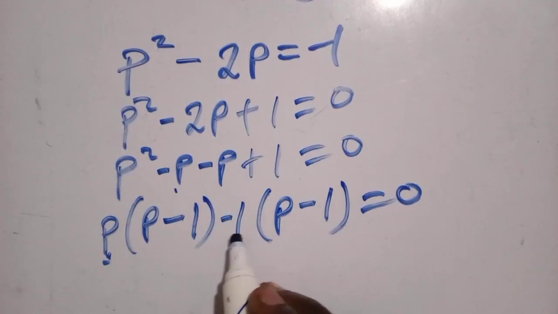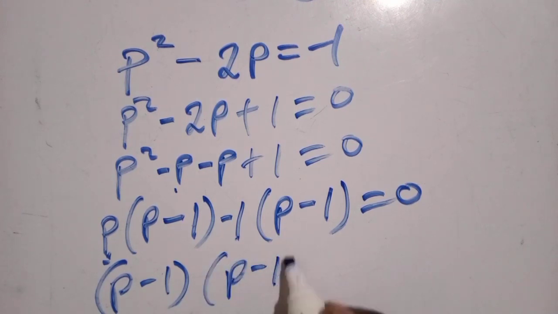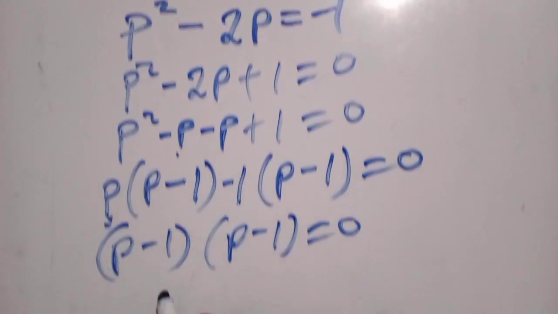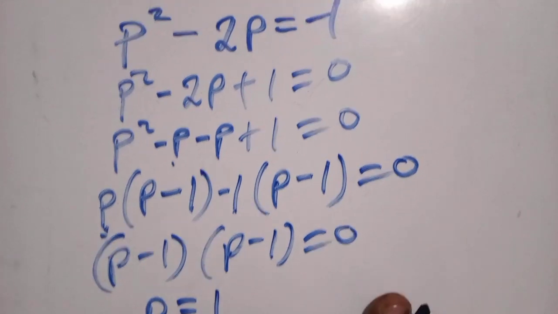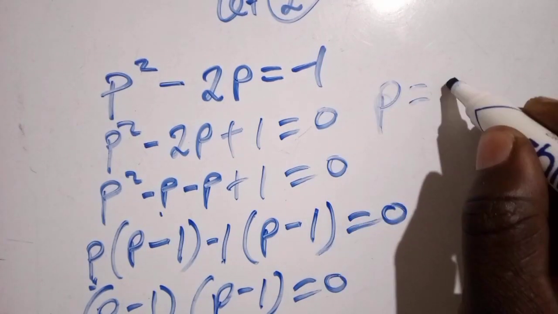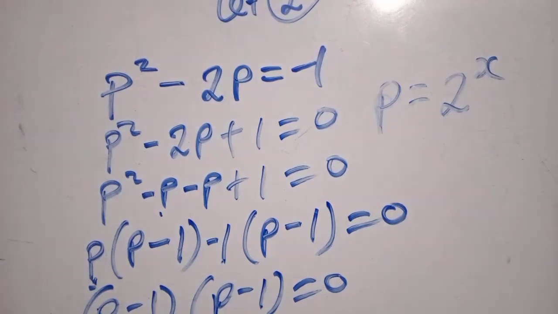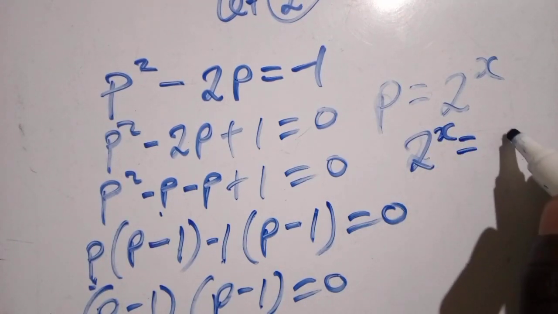So we get this term and this one, which is p minus 1, and this one, p minus 1 equals to 0. If you can see, the terms are same, so we only take the one term, in which it will be p equals to 1. And remember that p is 2 power x, and we have found that p is 1. So 2 power x is equals to 1.